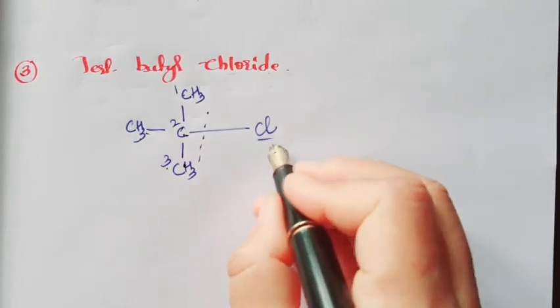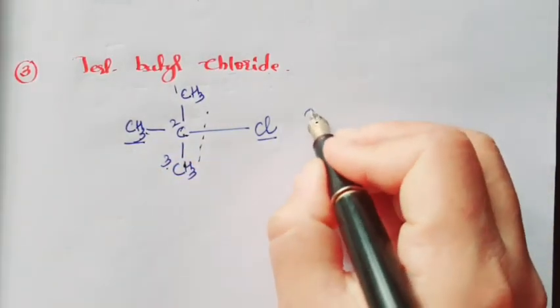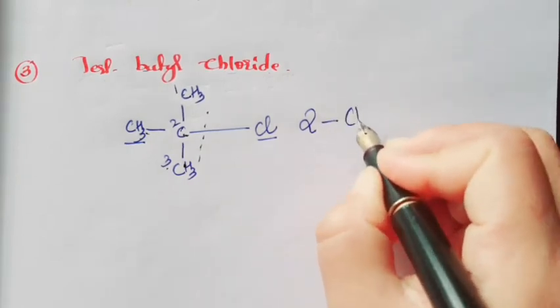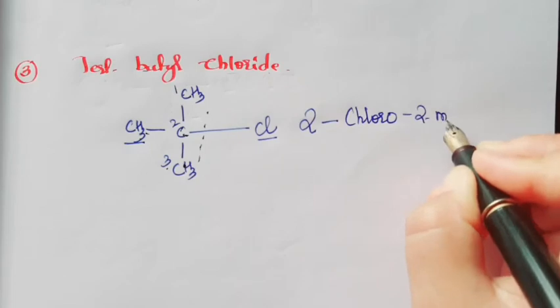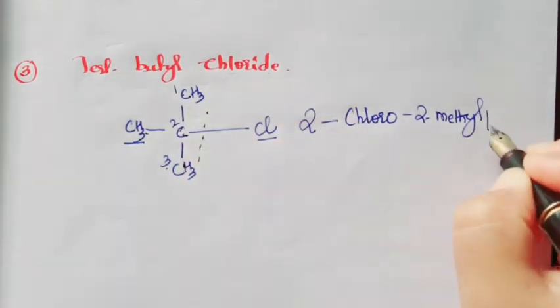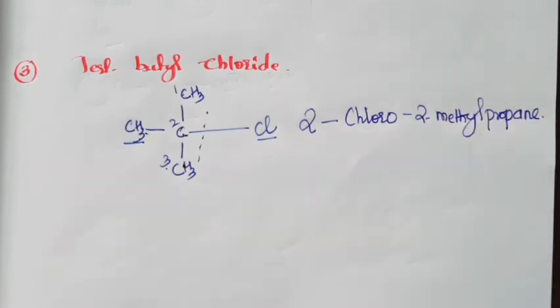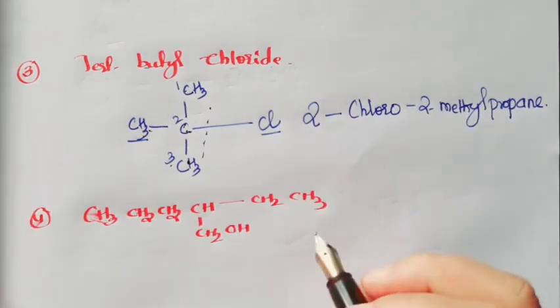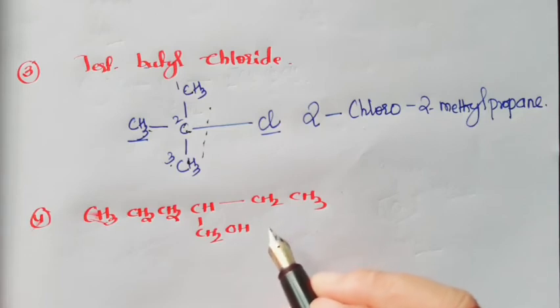Now for the IUPAC name, this is Cl, then this is CH3, so Cl will come first, right? So 2, then Cl is chloro, then 2-methyl, right? Now how many are in a chain? 3, so prop, all are single, right? So ane. So its IUPAC name is 2-chloro-2-methylpropane. Now next we'll name this compound.